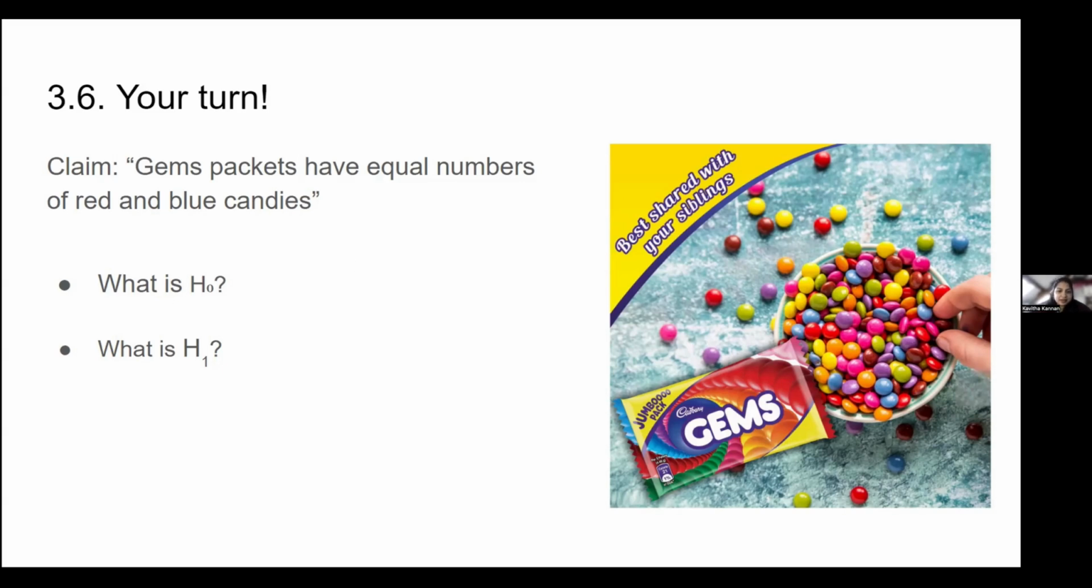Any answers so far? Null, it doesn't. Alternate, it does. What does that mean for the red and the blue candies?